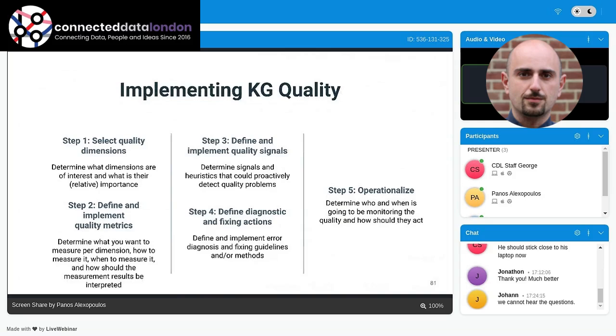Managing and controlling the quality of a knowledge graph is not something that you do in one step, right? When you build and maintain a knowledge graph, it's something that you need to do in a life cycle form, consistently. You start with selecting the quality dimensions. What do I care to measure? Do I care about accuracy? Do I care about completeness? Do I care about consistency? What is the relative importance?